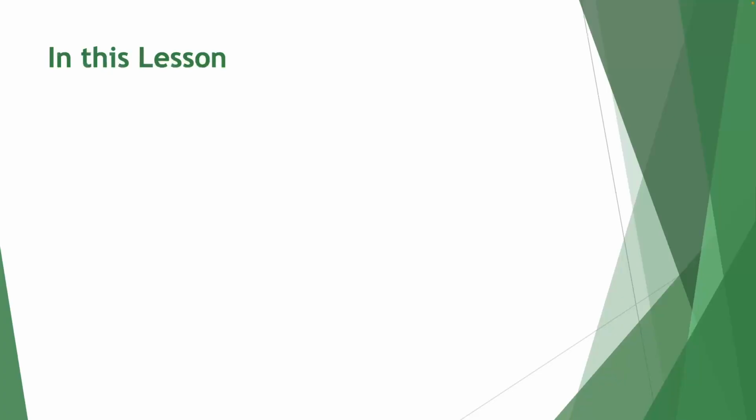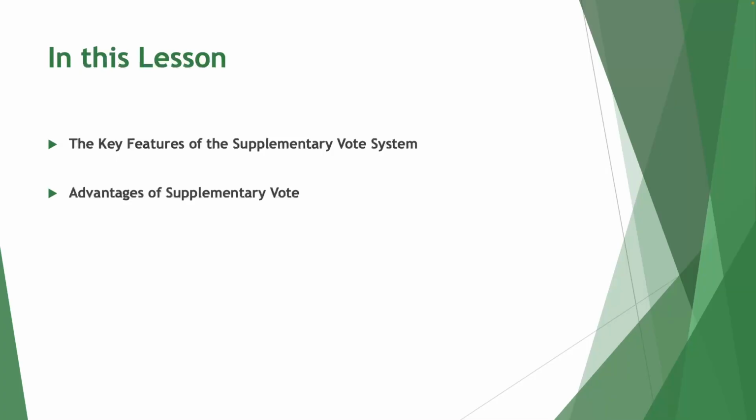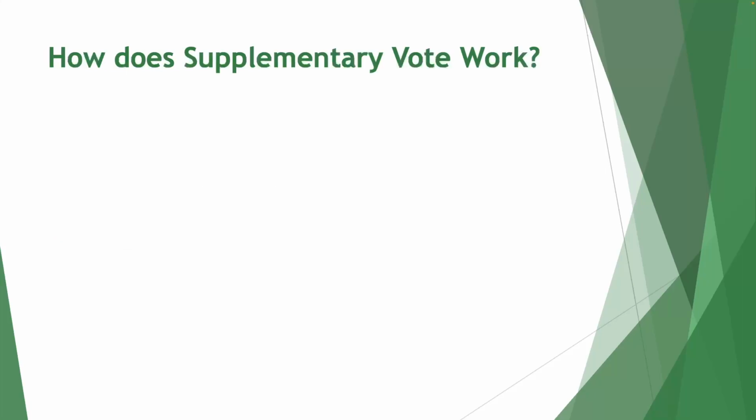Now, we're going to do a detailed breakdown and an examination of the supplementary vote system in this lesson. Firstly, thinking about the key features, essentially how it works. We will also then go through a particular example on screen. And then we will talk about the advantages of the supplementary vote system. And then finally think about the disadvantages, critically assessing the system of the supplementary vote.